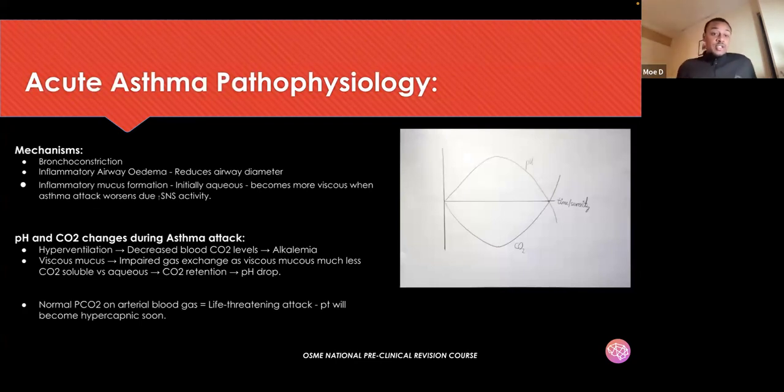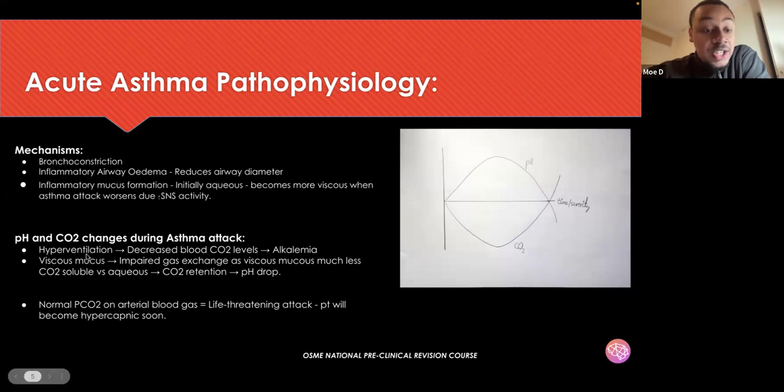So in terms of the pathophysiology of an acute asthma attack, the mechanisms we described: you have bronchoconstriction, and this is due to histamine release and also the inflammation. Then you have inflammatory airway edema, which further reduces the airway diameter on top of the bronchoconstriction. And then you've got inflammatory mucus formation. This mucus is initially aqueous in nature, but as the asthma attack worsens, because of sympathetic nervous system activity, it becomes more viscous. And if I can direct your attention to the graph on the right, this outlines the changes in pH and CO2 during an asthma attack.